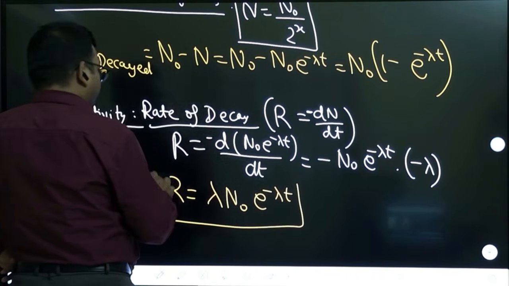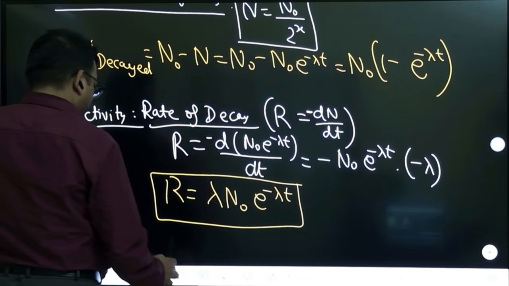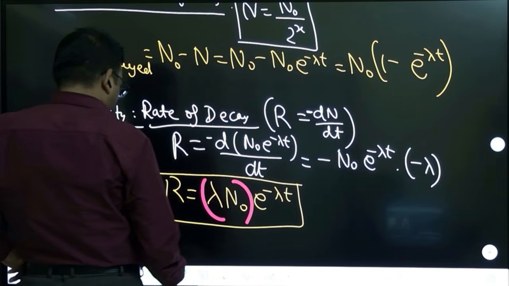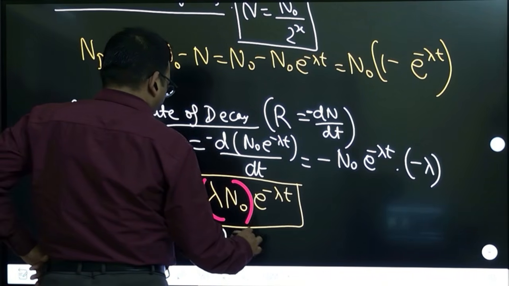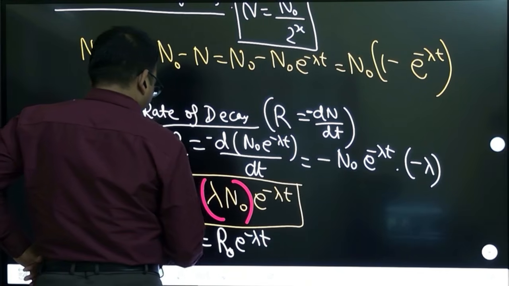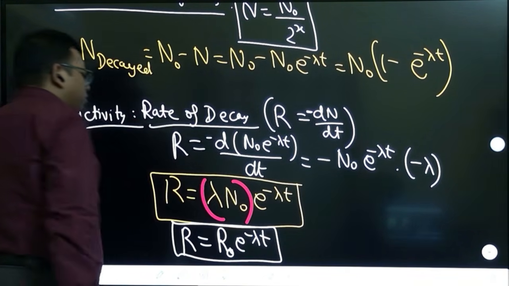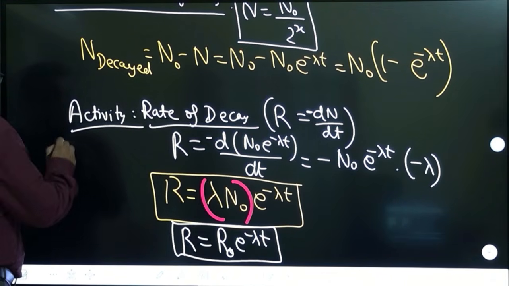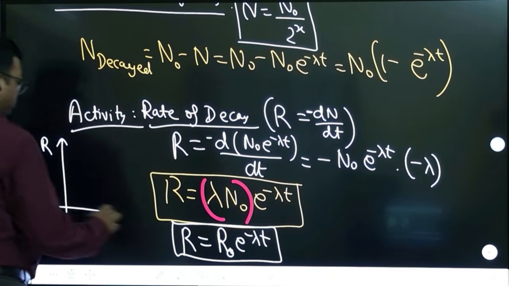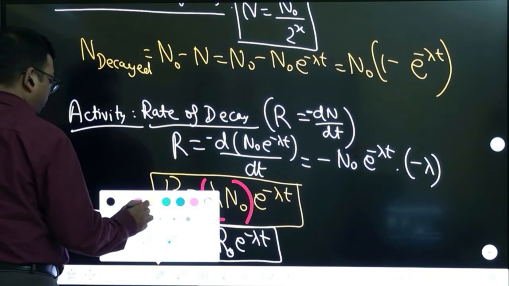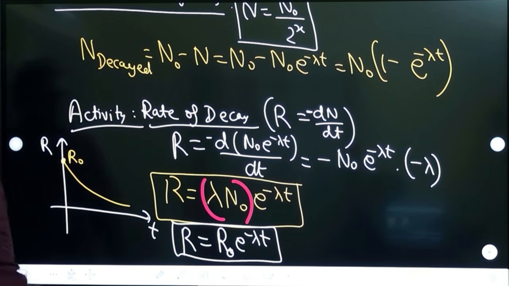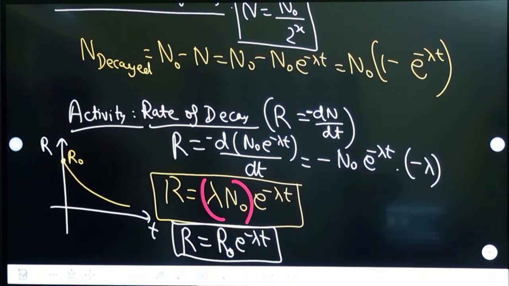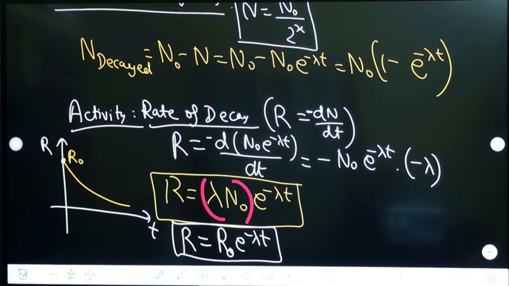And if I put time 0, then this becomes R naught. So this term is called R naught. So the rate is equal to R naught e to the power minus lambda t. Rate of decay also follows the same law as the number follows. It goes from R naught like this. Exponential decay happens. For both the rate as well as the number, the same type of graph it is.